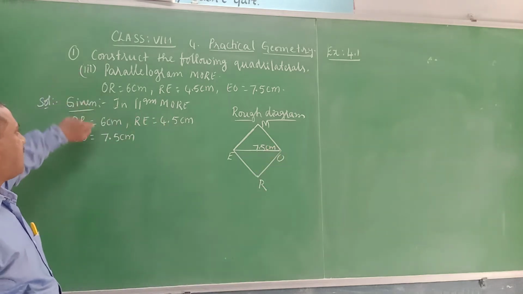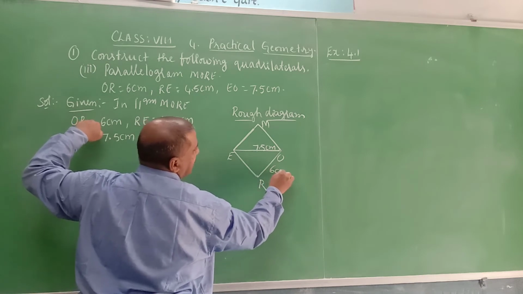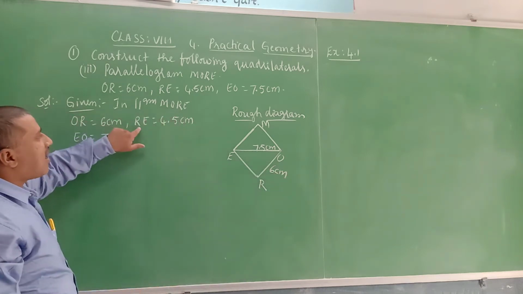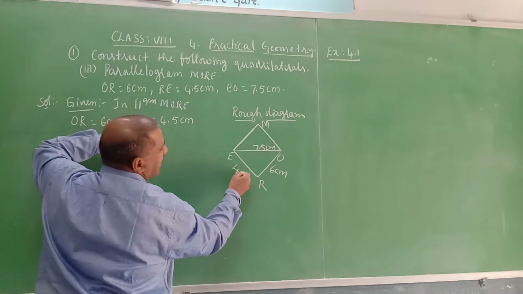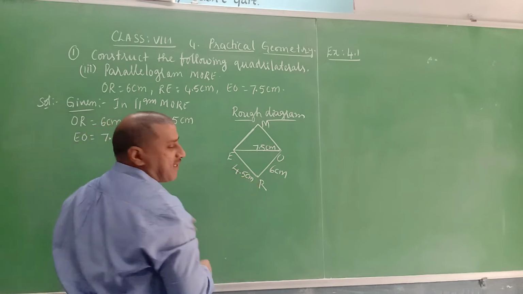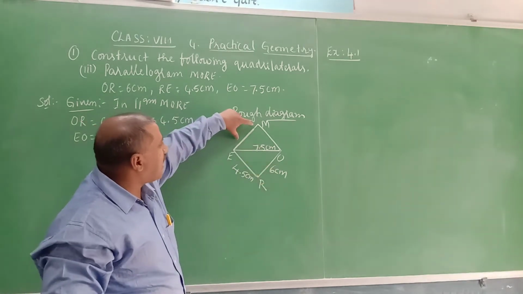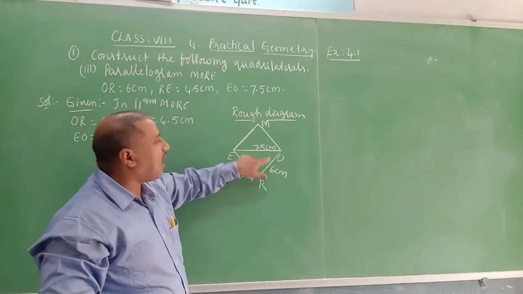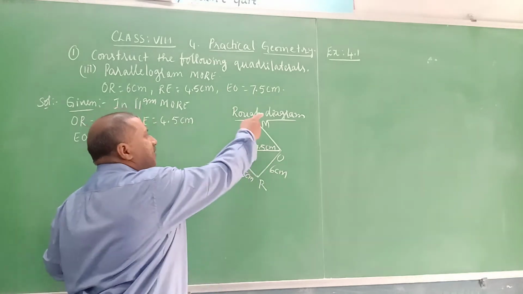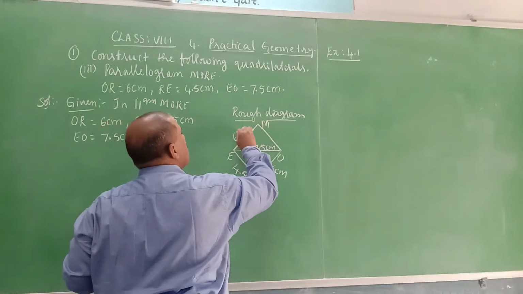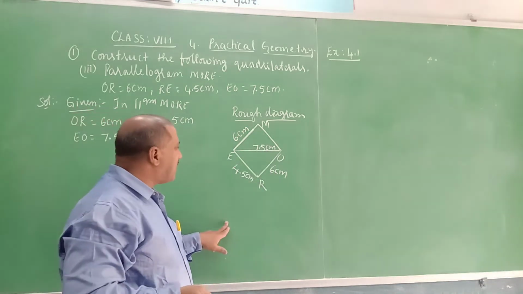Now the two sides: OR is 6 centimeters and RE, the other side, is 4.5 centimeters. Now you see the diagram here. OR and ME, these two sides are opposite sides. In a parallelogram, opposite sides are equal. Therefore, ME is also 6 centimeters.